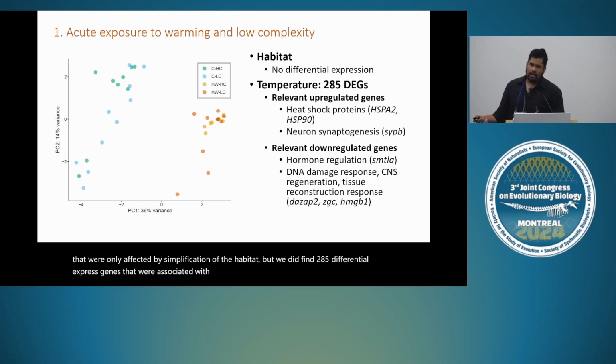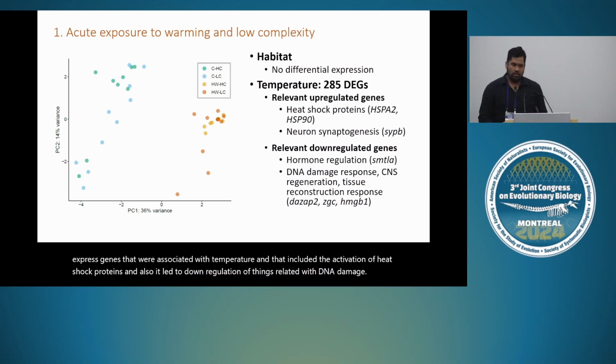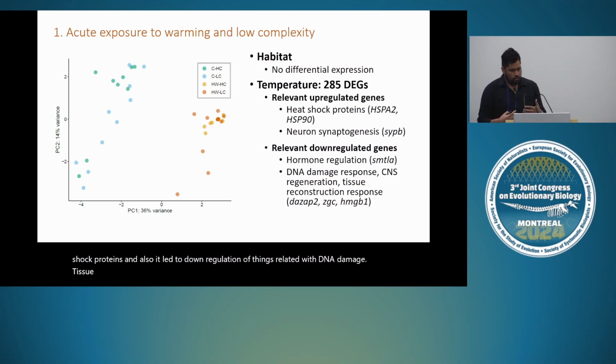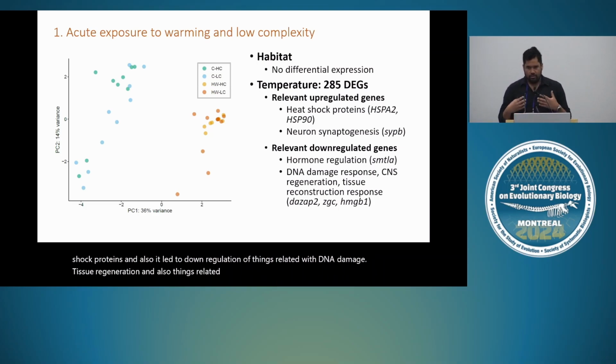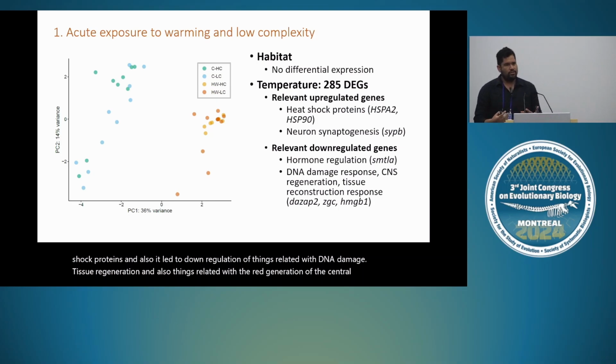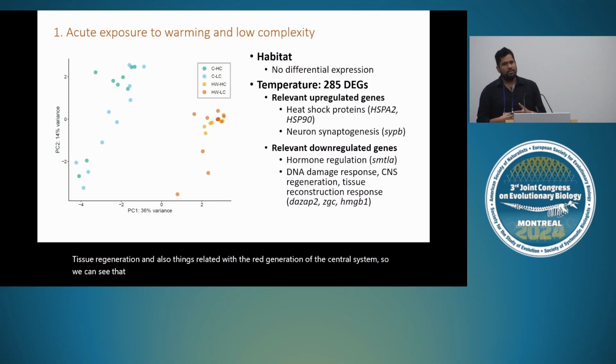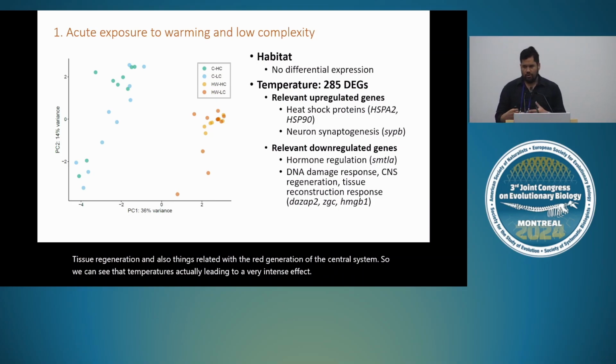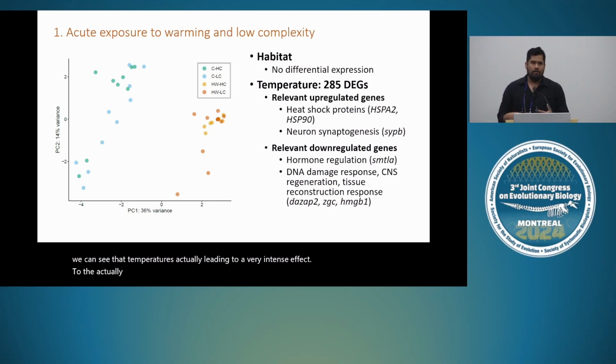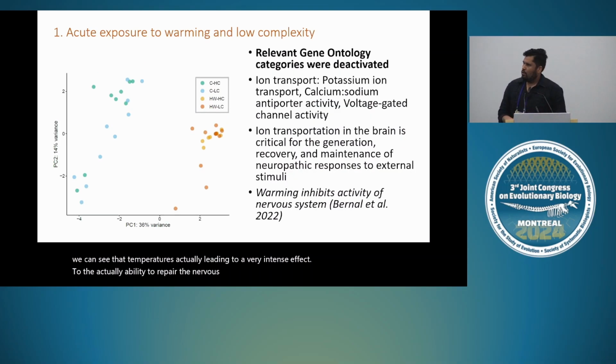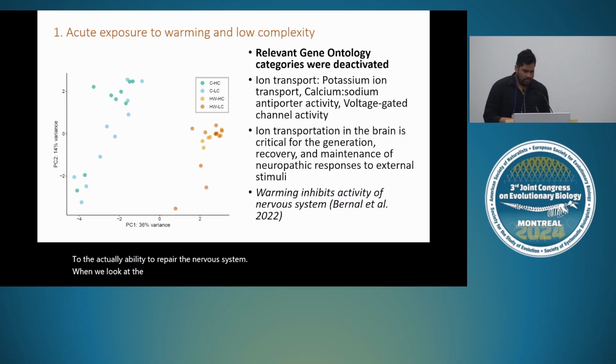And that included the activation of heat shock proteins. And also it led to downregulation of things related with DNA damage, tissue regeneration, and also things related with the regeneration of the central nervous system. So we can see that temperature is actually leading to a very intense effect to the ability to repair the nervous system. When we look at the GO categories, we see that there's actually deactivation of processes that are really important for the transmission of neuronal impulses.